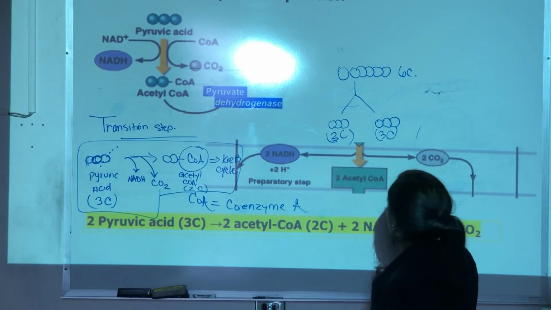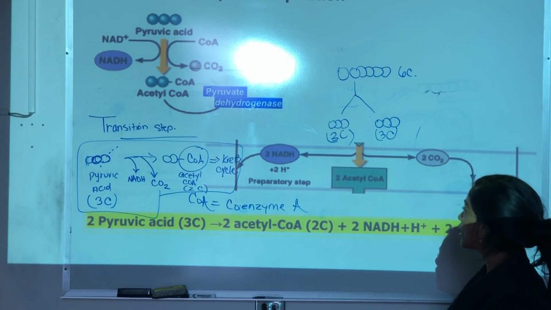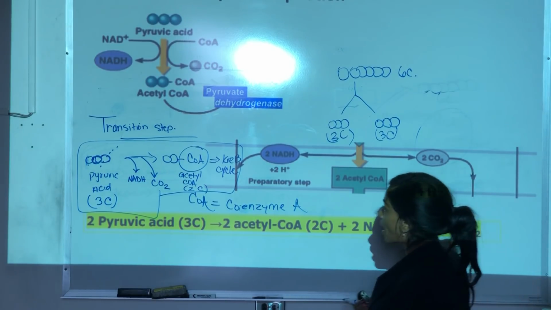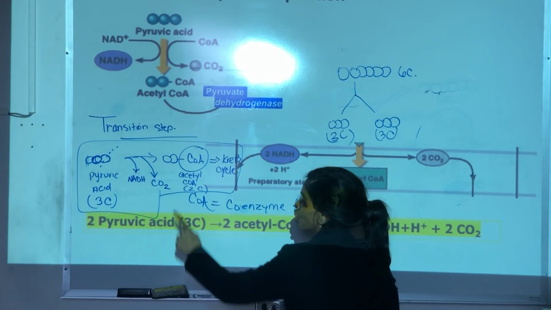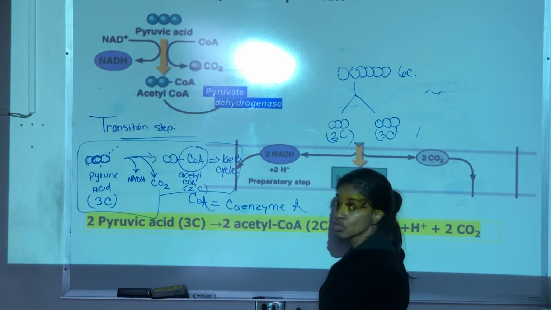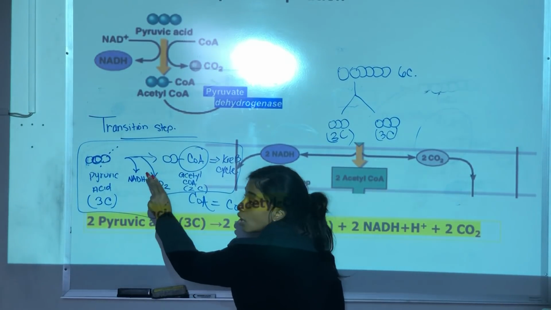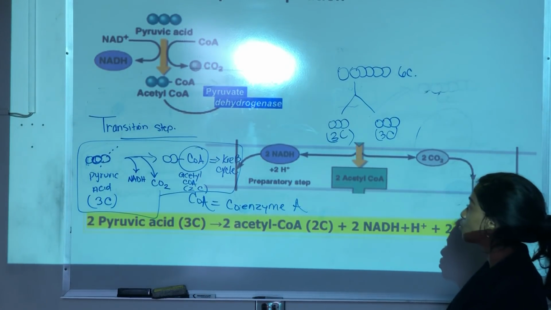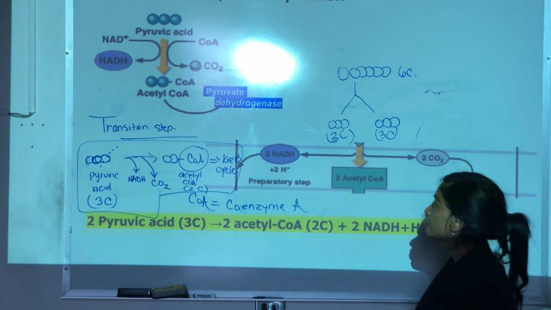So that was glycolysis, but once we enter here, each of them has to be converted. So 1 pyruvic acid will give us 1 NADH and 1 carbon dioxide. So if we have 2 pyruvic acid, it will give us 2 NADH and 2 carbon dioxide. And that's what we see in the model.